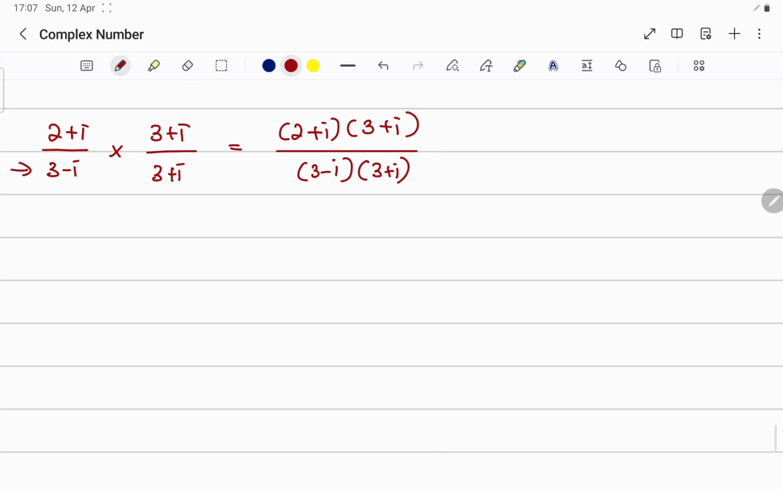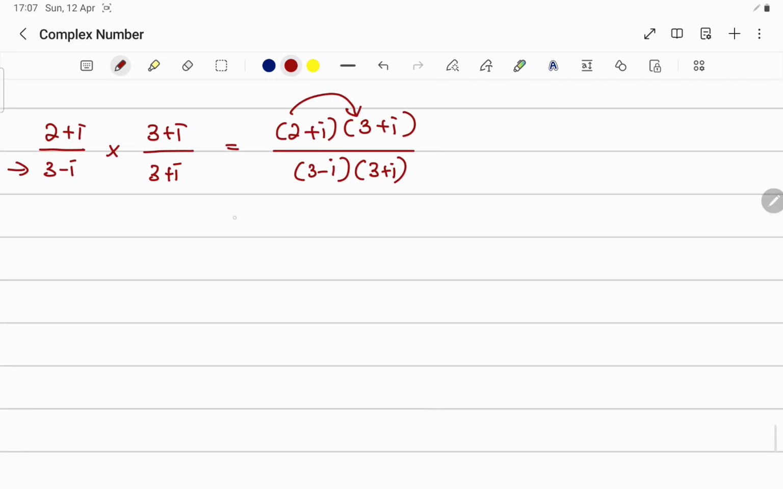Now what you can do is expand them. 2 multiply with 3, you're going to get 6. 2 multiply with i, you're going to get 2i. And then you expand the next term. i multiply with 3, you're going to get 3i. i multiply with i, you're going to get i squared.